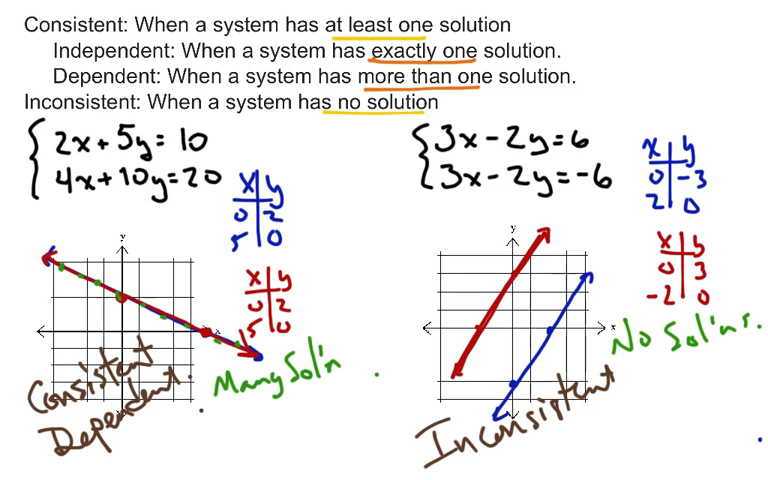So, to use a graphing method, just graph both lines. Where they intersect is going to be a solution to the system. If there's many solutions, it's consistent and dependent. Only one solution is consistent and independent. And if we end up with two parallel lines, there's no solutions. So it's an inconsistent system.